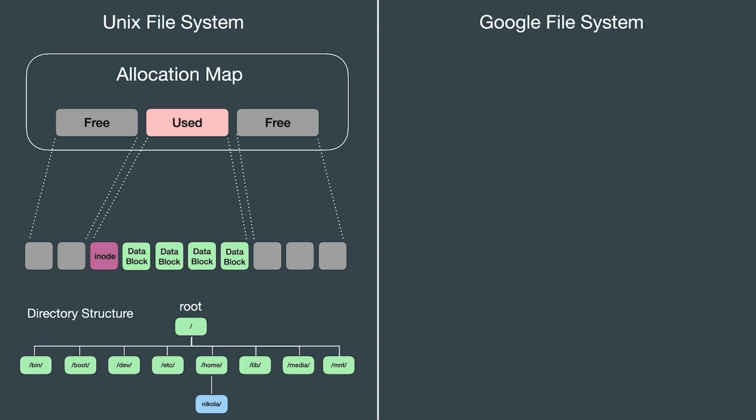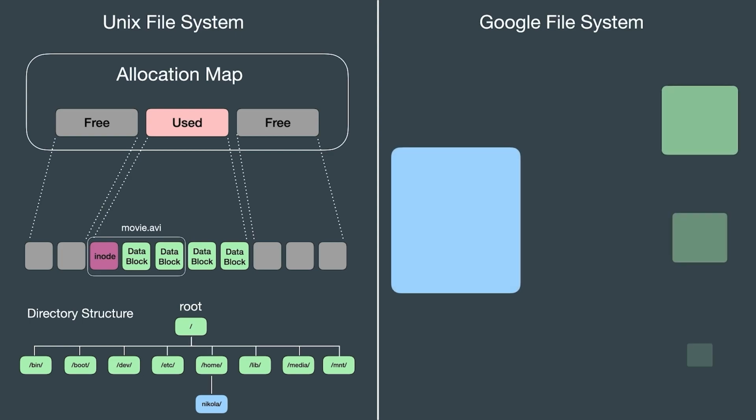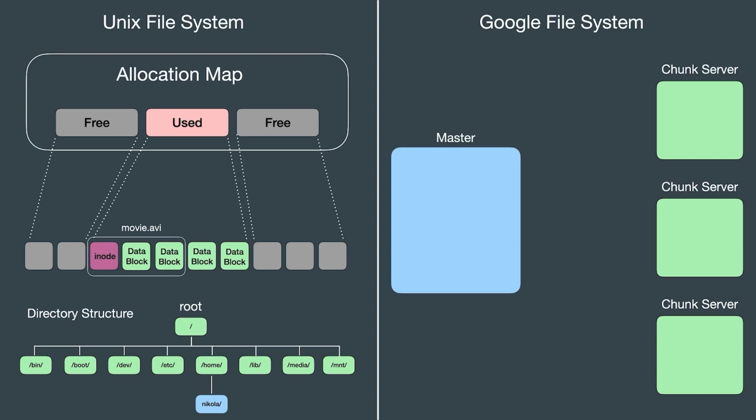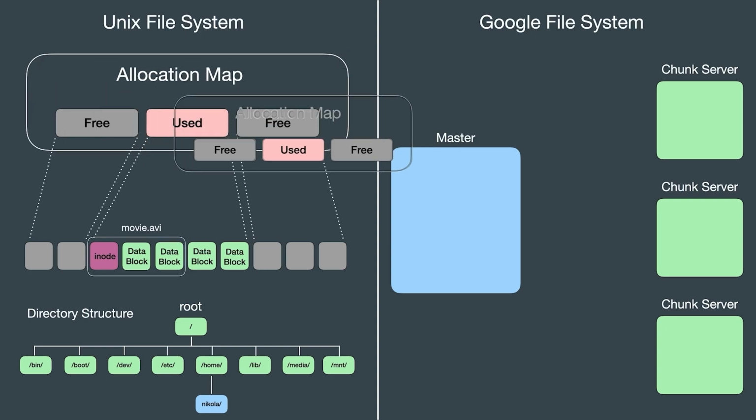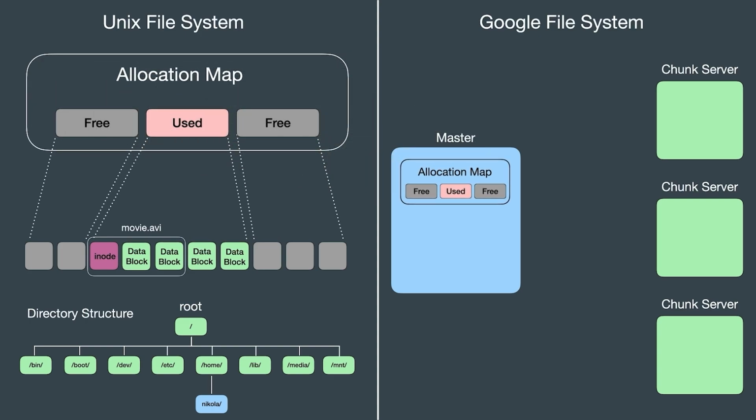When you save a file, the file system breaks the file's data into fixed-size data blocks and stores them on the disk, keeping track of which blocks belong to which file through the inodes. In contrast, GFS uses a central master server that effectively replaces several components of the standard file system. The GFS master keeps track of free and used space across all chunk servers, managing storage allocation at a much larger scale.